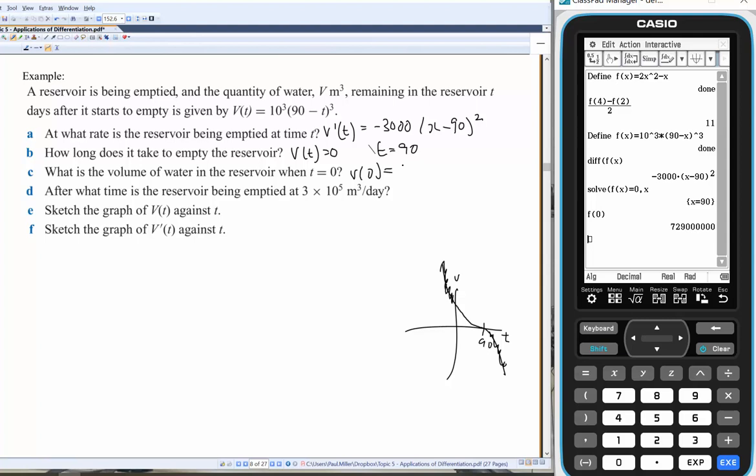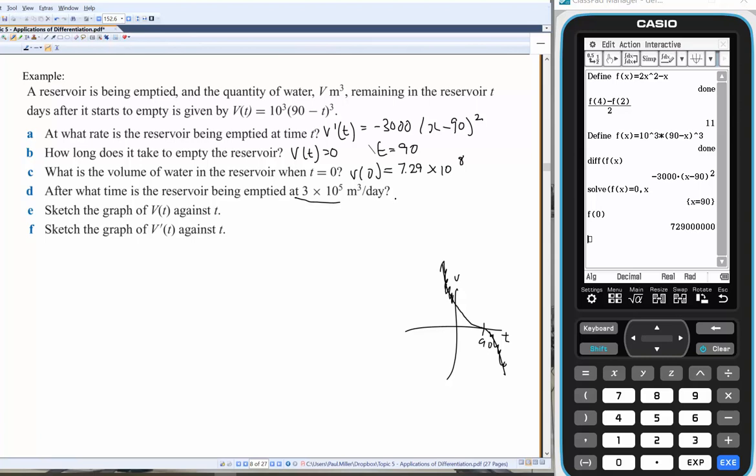Let's use this as an opportunity to write this in scientific notation. So we're going to go 7.29 times 10 to the, now that's 1, 2, 3, 4, 5, 6, 7, 8. 10 to the 8.